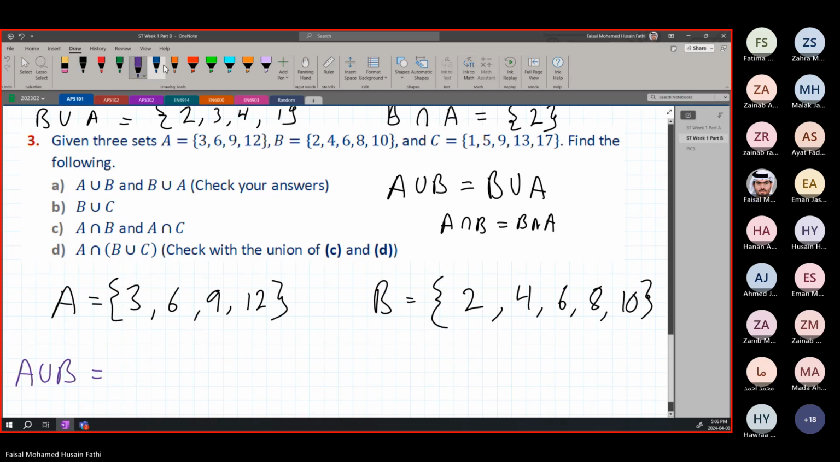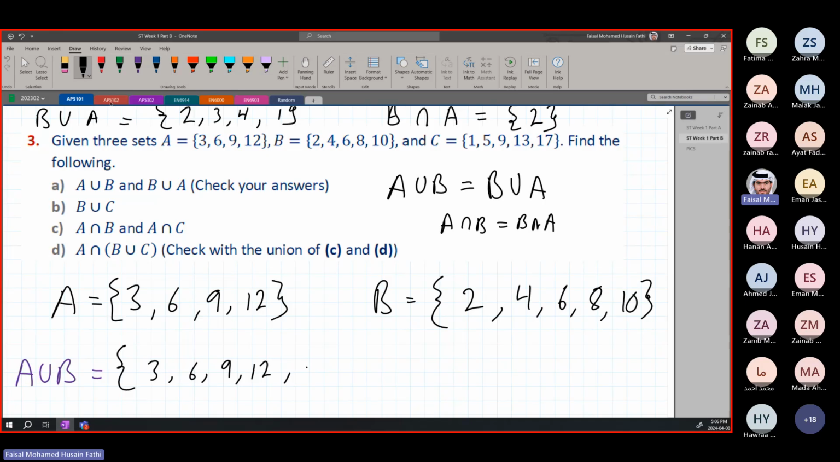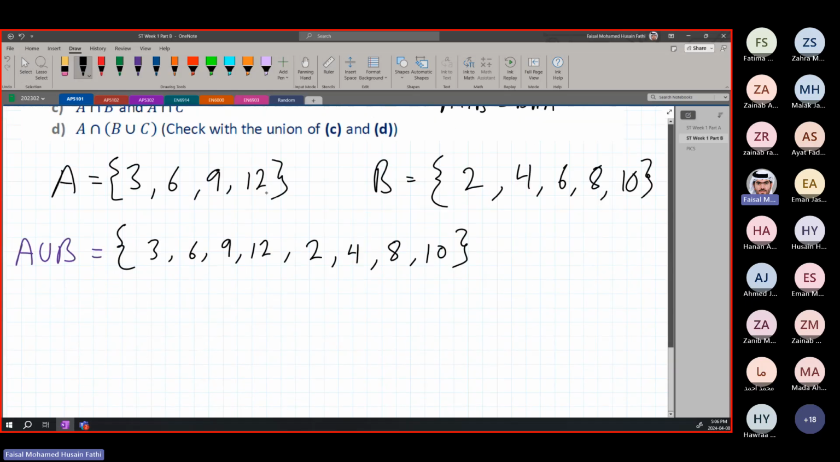All right? We're going to look at all the numbers and write them one by one. Let's start with A. We're going to write 3, 6, 9, 12. And we're not going to write repeated values. 2 is not repeated, so 2. 4 is not repeated, so 4. 6 is repeated, so we're not going to write it. 8 is not repeated, so 8. And 10 is not repeated, so 10. So this is the final answer for A union B. B union A will be exactly the same. I'm not going to go through that.